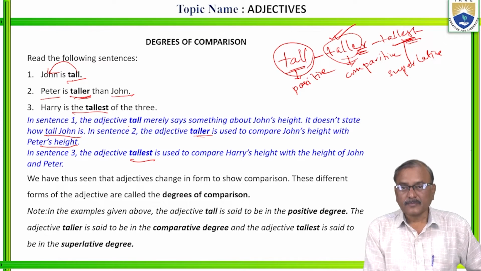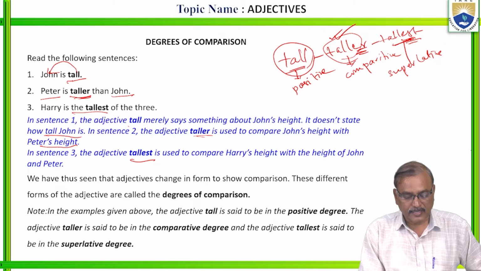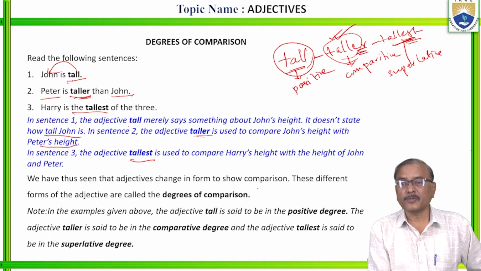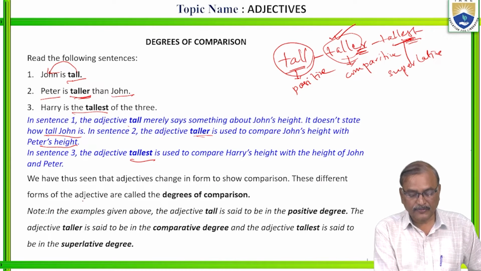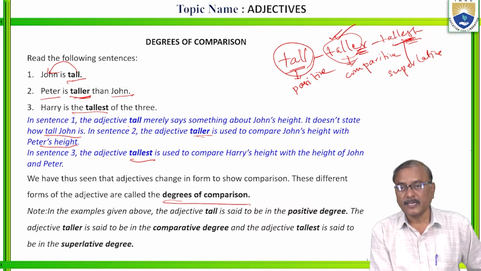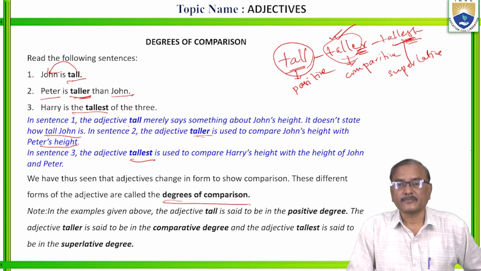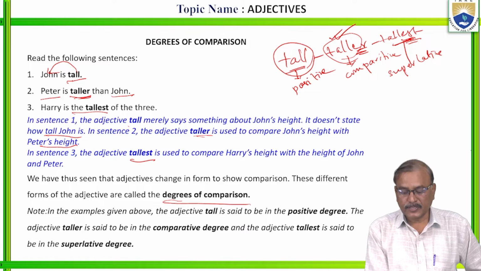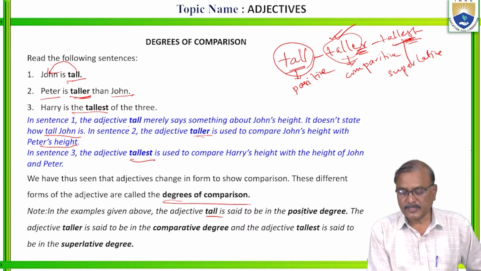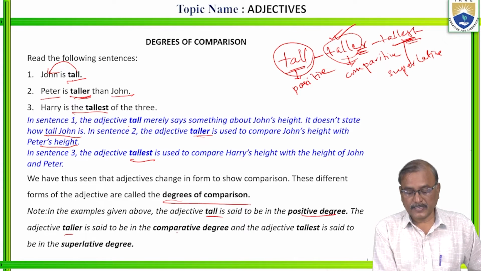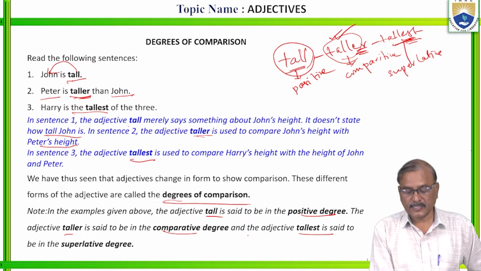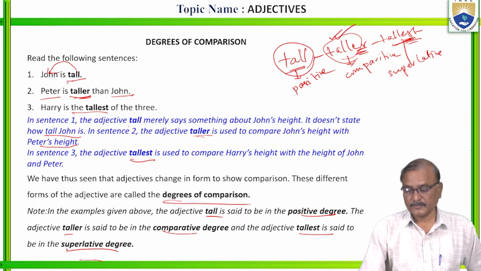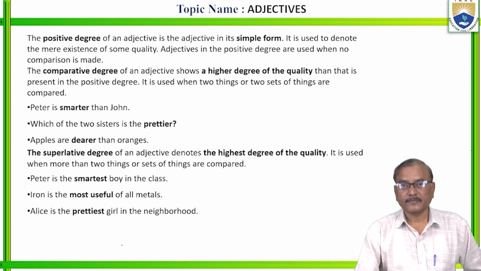Next one. See these following examples. We have thus seen that adjectives change in form to show comparison. These different forms of the adjectives are called degrees of comparison. Note the examples given above. The adjective tall is said to be in the positive degree, taller is said to be in the comparative degree, and tallest is said to be in the superlative degree. Right? Next one.